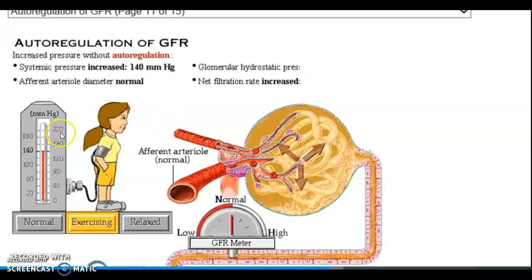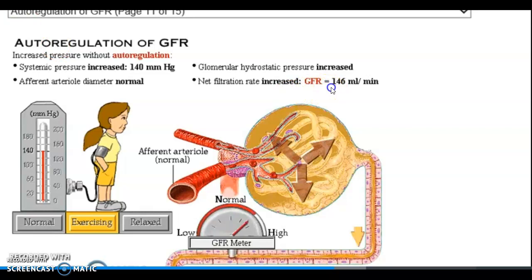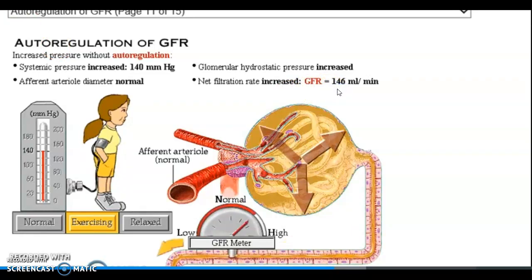Now, when we're exercising or doing something that raises that systemic pressure from 120 to say 140, then our afferent arteriole remains normal, but our net filtration rate is going to be increased because we're increasing the hydrostatic pressure that's pushing fluid through there. So our GFR is going to increase. We can see that our GFR increased from 120 milliliters to 146.